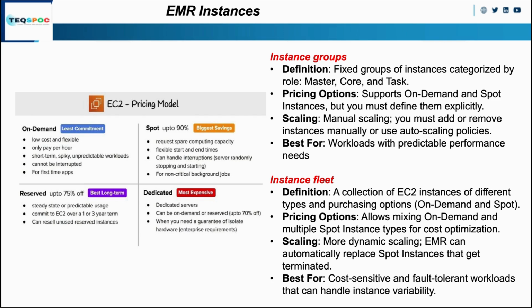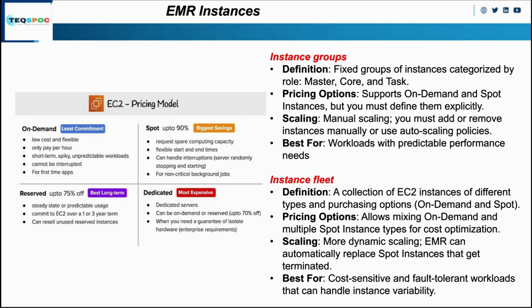Okay, and even with the pricing model, there are different groups you can select. Since AWS EMR is an ensemble of EC2 instances, it is going to hold different nodes. So there are two different kinds of cluster you can use. One is the instance group, the other one is the instance fleet. The instance group is a fixed group of instances categorized by role: master, core, task. Okay, what is master, core, task? I'm coming to this later.